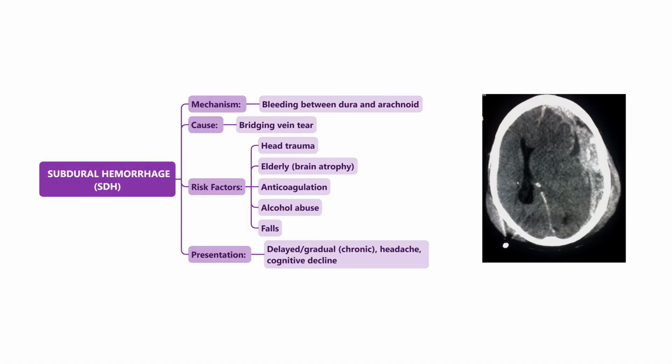Here we see subdural hemorrhage, which occurs between the dura and arachnoid mater. It's caused by tearing of bridging veins. Risk factors include head trauma, elderly patients due to brain atrophy, anticoagulation therapy, alcohol abuse, and falls.